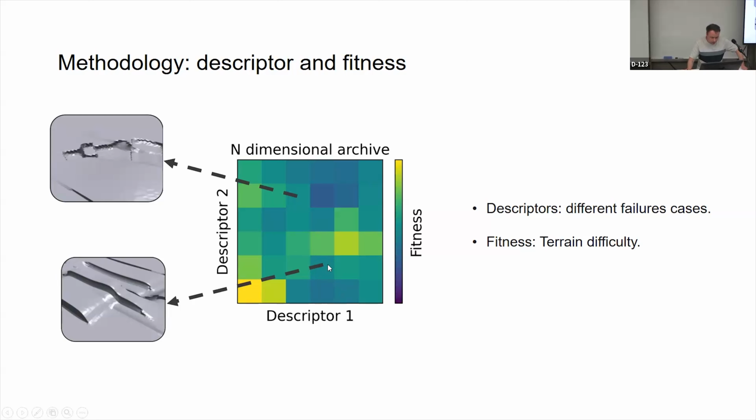So basically the descriptors allow to represent combinations of different failure cases. And what I try to optimize, so the fitness here, is the overall terrain difficulty. So this is basically the sum of the penalties I use to define the descriptors.